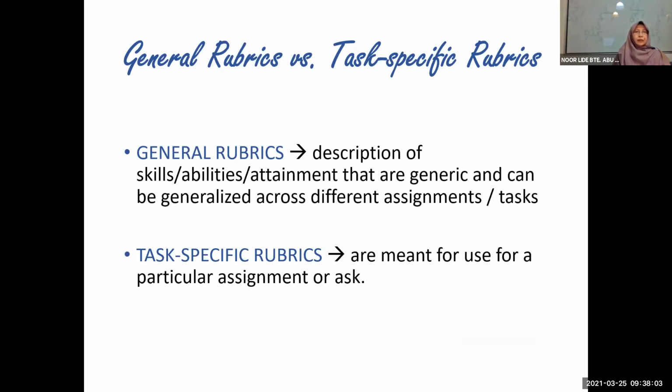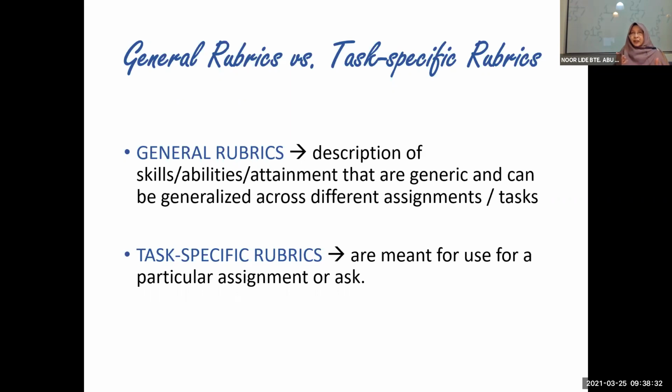Okay, so other types of rubric. Just now we talked about whether it's holistic, analytic, or single point. Now, there are also rubrics that can be categorized as general rubrics or generic rubrics or task-specific rubrics. Now, if it is a generic rubric, you can use it for different types of assessment tasks, as long as they actually cover similar aspects.